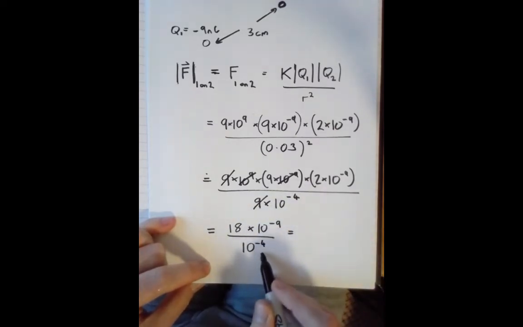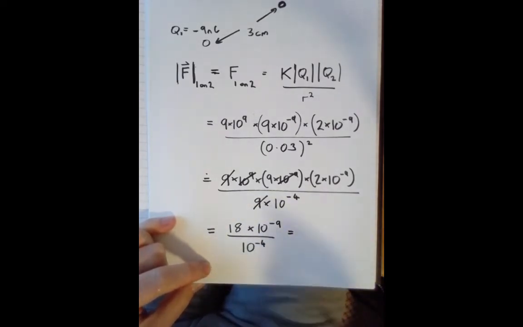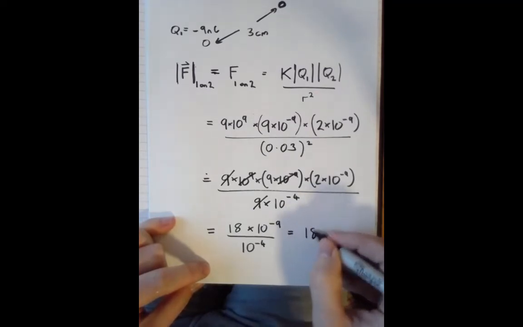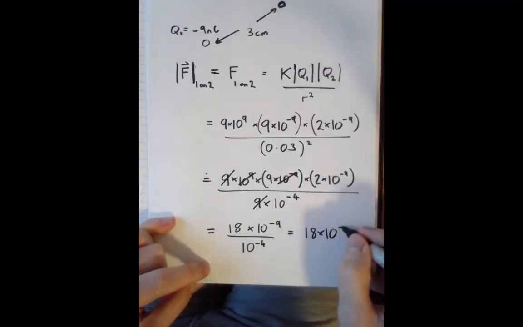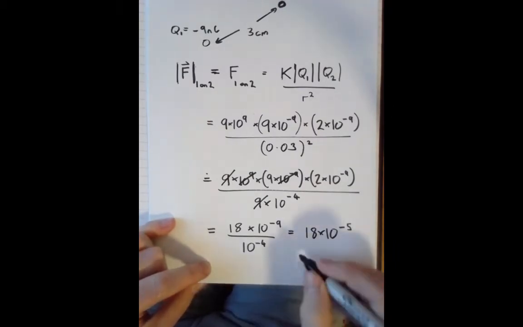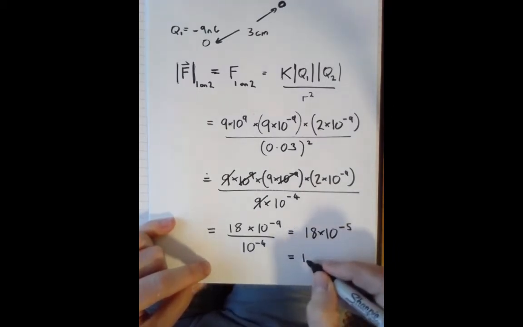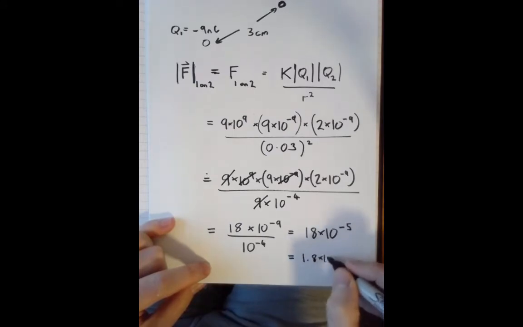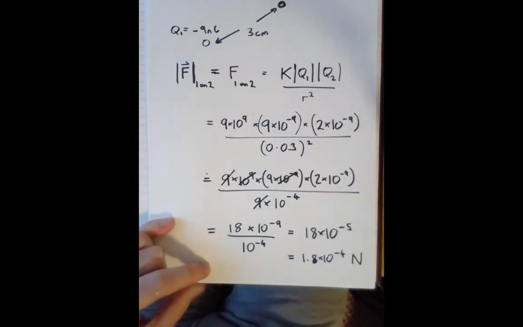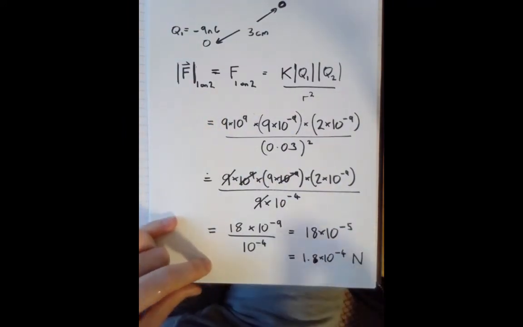Okay, 10 to the minus 9 divided by 10 to the minus 4, you subtract one exponent from the other. Minus 9 minus minus 4 is minus 9 plus 4, which is minus 5. So the answer is 18 times 10 to the minus 5, or if you like, 1.8 times 10 to the minus 4. What units is it? It's force, it's newtons. Okay?